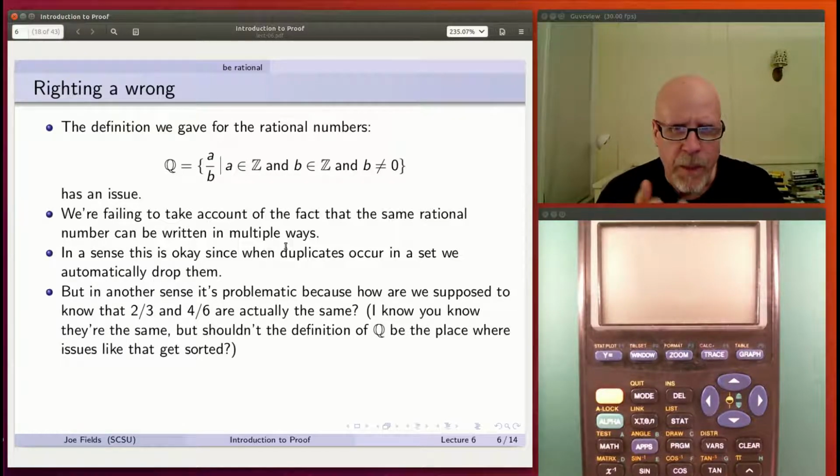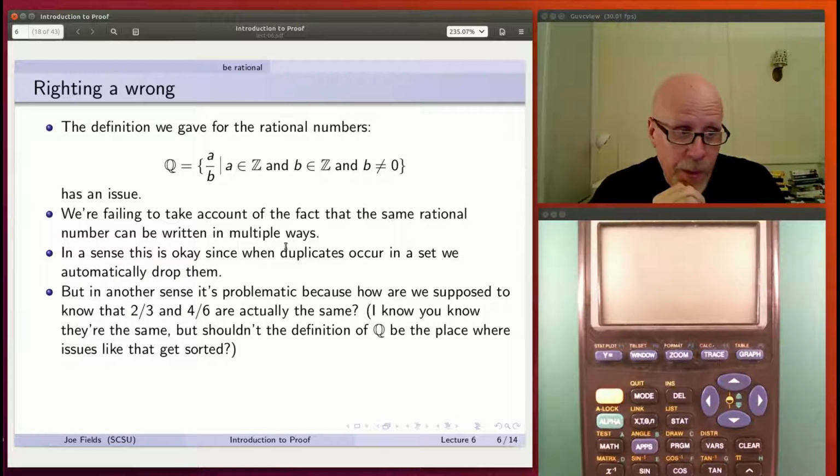Here's the issue, though. How do we know what are the things that are duplicates? We all know that a half is the same thing as 50 over 100, or in the slide, 2/3 and 4/6, they're the same. But it's because we understand the arithmetic of the rational numbers that we know that. I'd like to come up with a definition that didn't have all these dupes hanging around, these duplicate entries, and so we wouldn't have to be concerned about this.